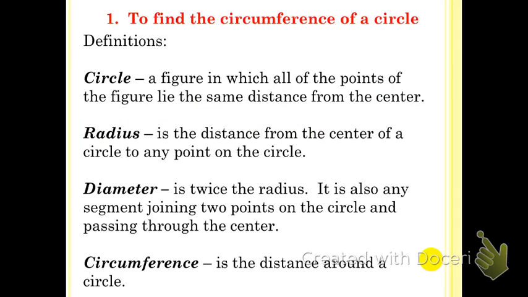A circle is a figure in which all of the points of the figure lie the same distance from the center. The radius is the distance from the center of a circle to any point on the circle. The diameter is twice the radius. It is also any segment joining 2 points on the circle and passing through the center. Circumference is the distance around a circle.